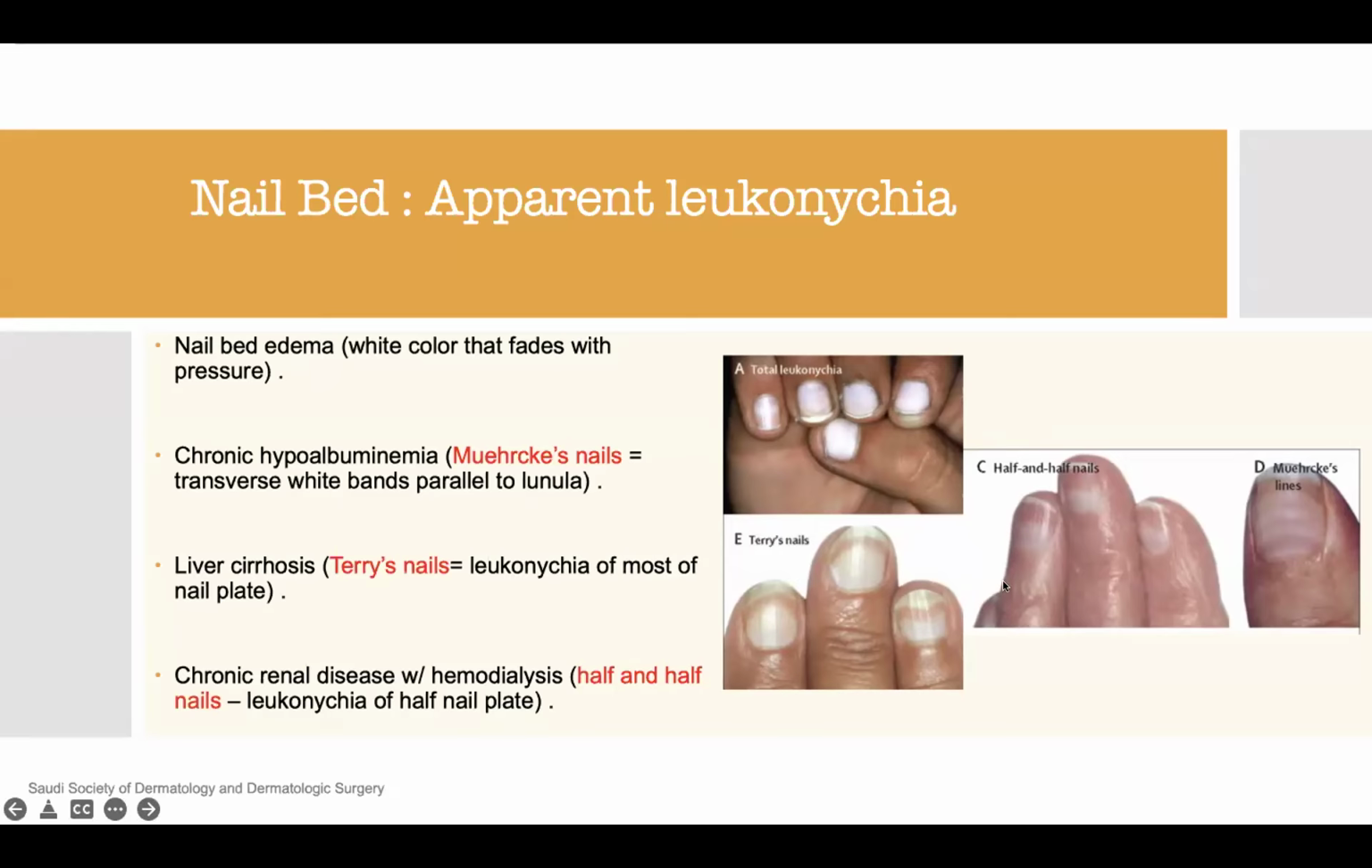There are 3 types of apparent leukonychia. We have the Muehrcke nails, which are associated with chronic hypoalbuminemia. It's a transverse white band parallel للونيلة. هنا اللونيلة فيها parallel. The Terry nails, leukonychia of most of the nail plate, associated with liver cirrhosis commonly. Half and half nails, which usually are related to renal disease. And this is the true leukonychia or total leukonychia.